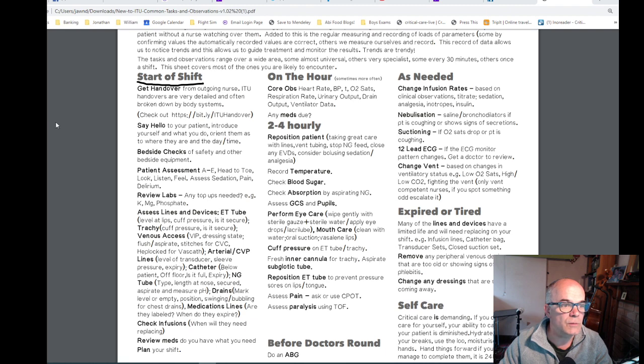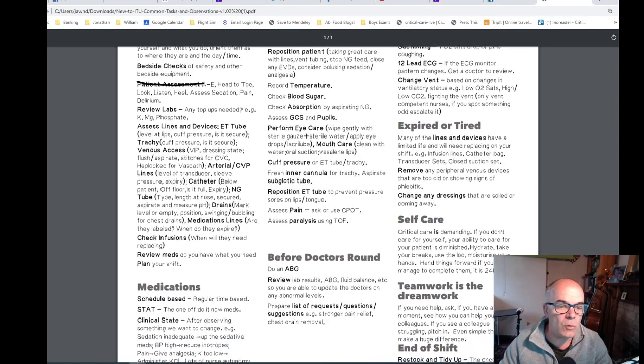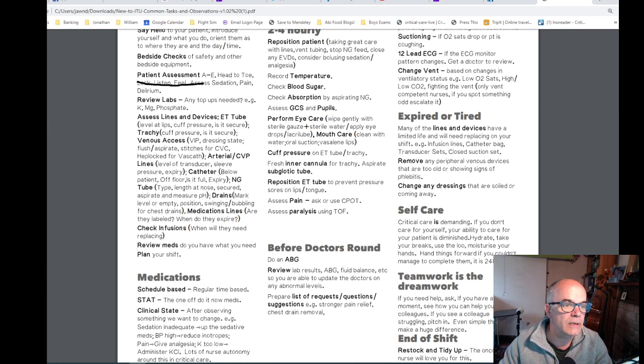A quick review of your medications. So let me just change this because I'm not really using this pen, am I? A quick review of the medications. Let's just rub this line out as well.